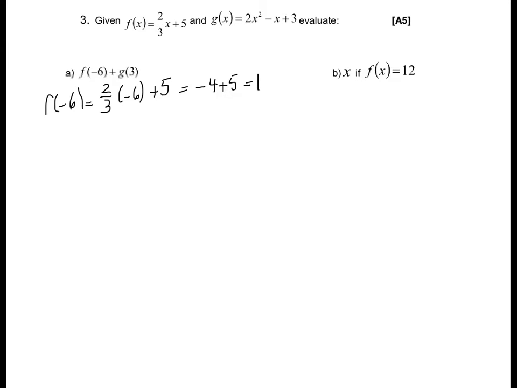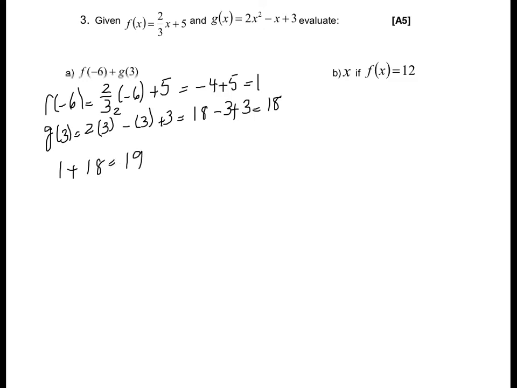Now I have to find g of 3. So g of 3 is equal to 2, replace x with 3, 3 squared, minus 3 plus 3. 3 squared is 9, times 2 is 18, minus 3 plus 3, which is going to be 18. Now, the answer is f of negative 6 plus g of 3, which is 1 plus 18, which is going to give us 19.